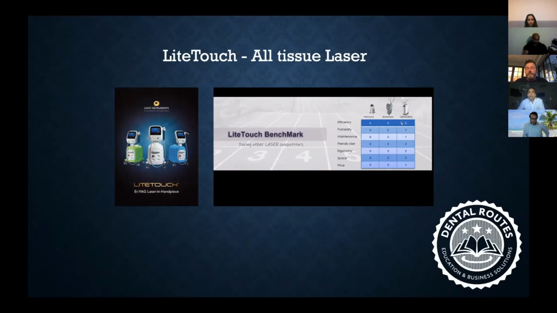So that's my laser, the all-tissue laser. This is one of my most favorite toys I've got in my life. Having considered all the hard tissue and all-tissue lasers, I invested in this LightTouch laser. I cannot imagine practicing dentistry without my LightTouch. It's a better way of practicing routine dentistry each and every day.